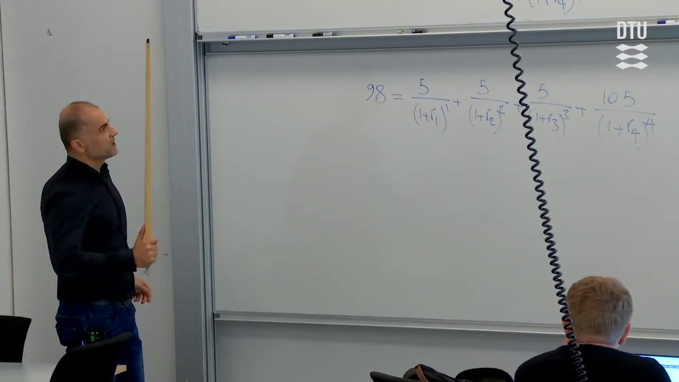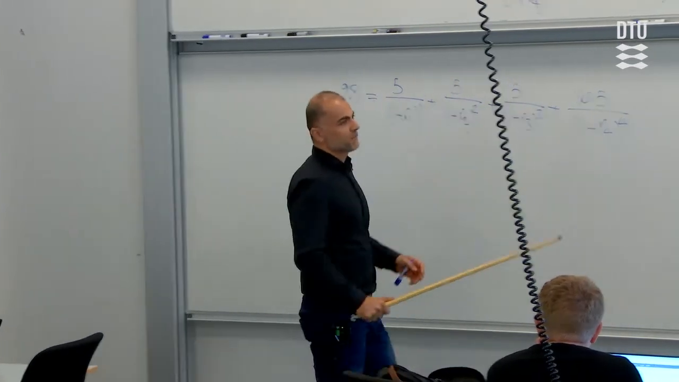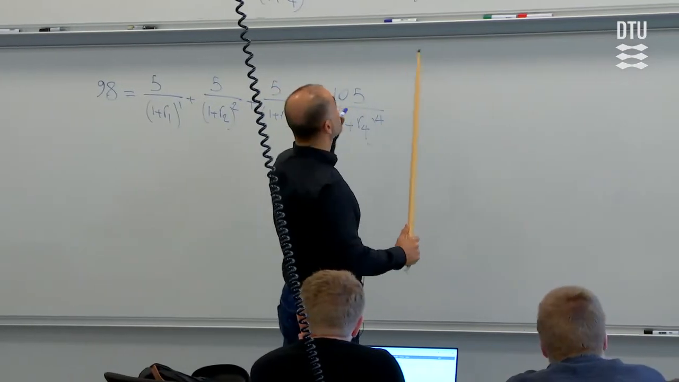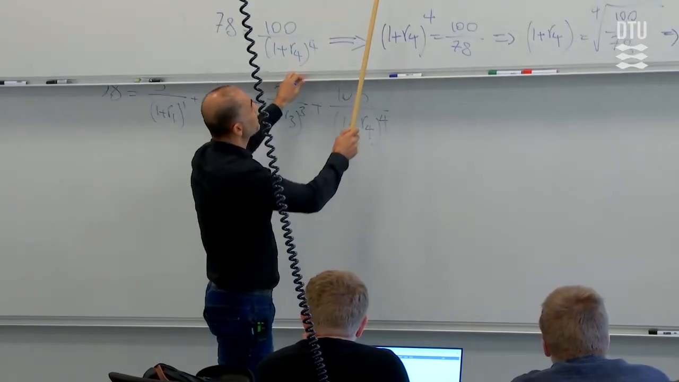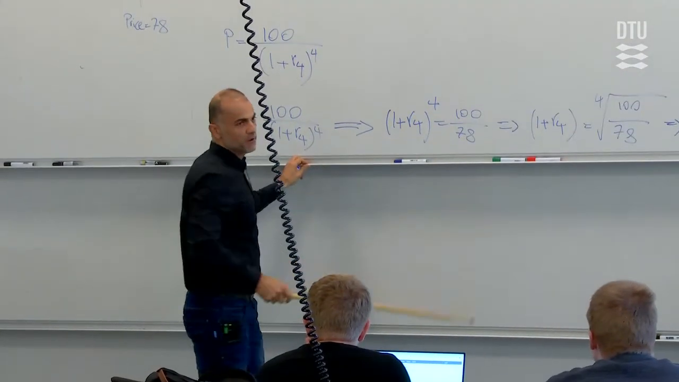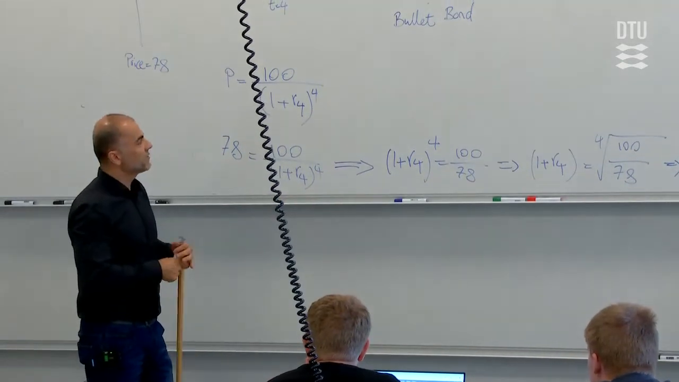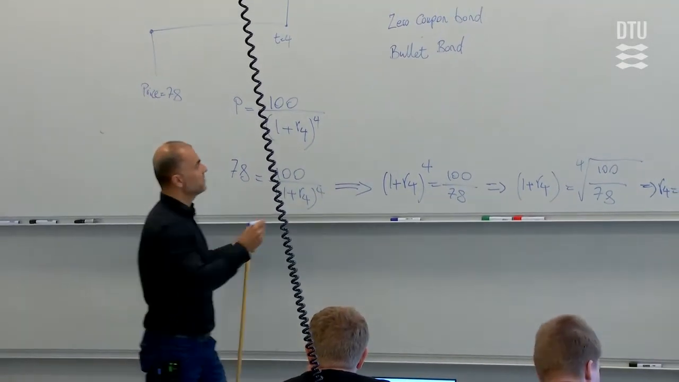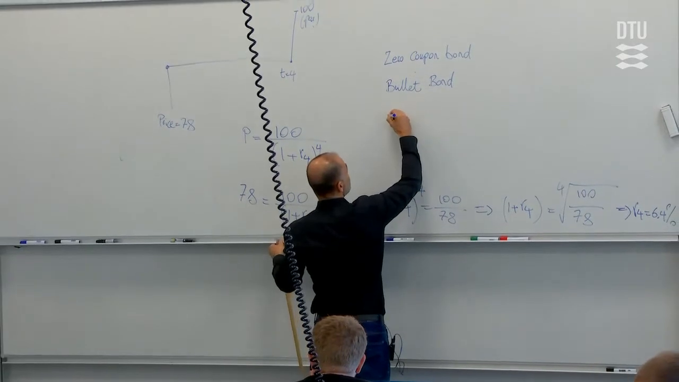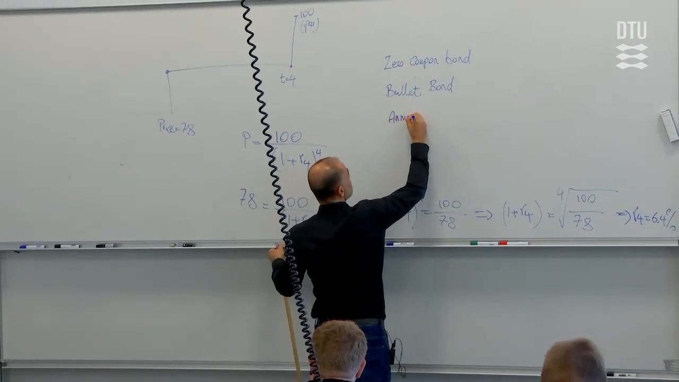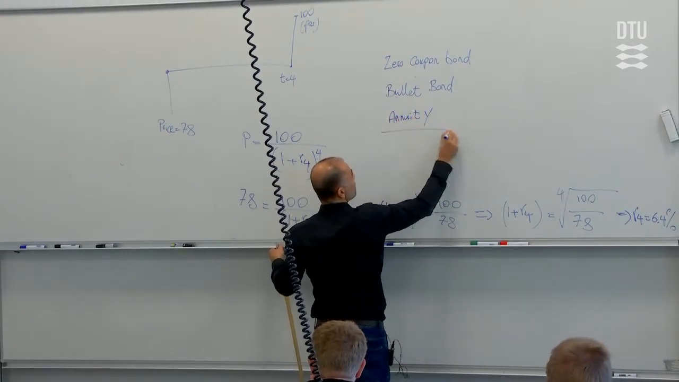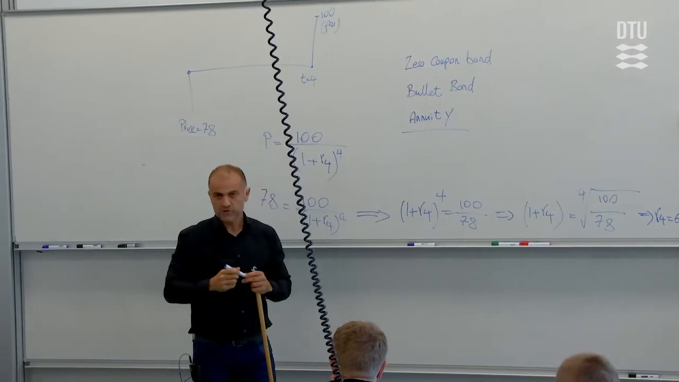Right. So far we've gone through what a bond is, and we have seen two examples of bonds, which are a zero coupon bond and a bullet bond. There's another type of bond that I want you to read about yourself, but I'm not going to go through here, which is called an annuity, which is a very important bond structure.